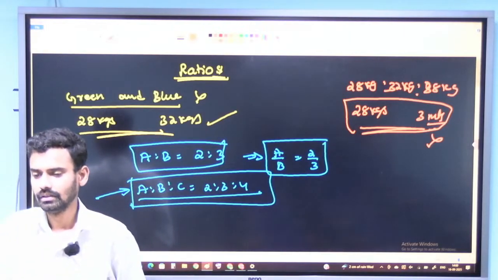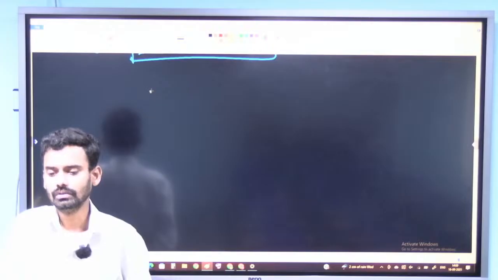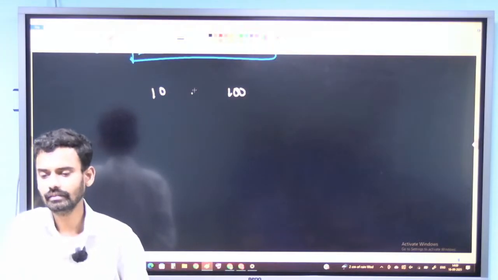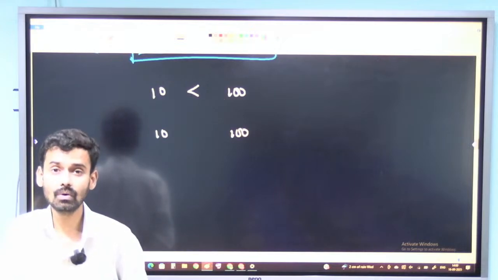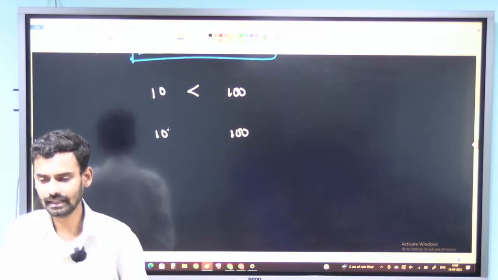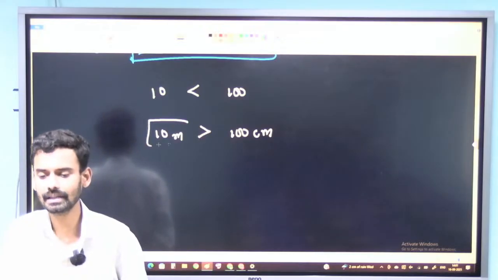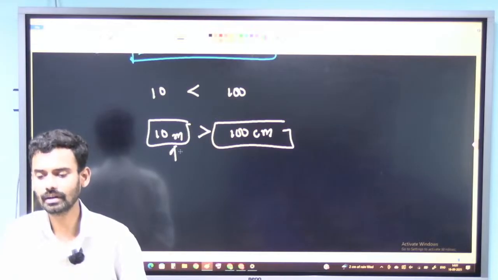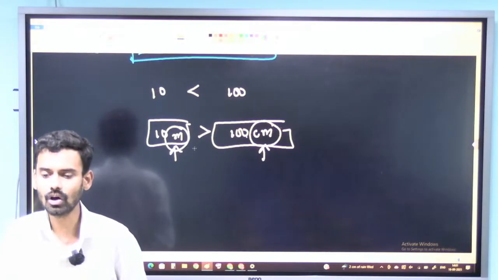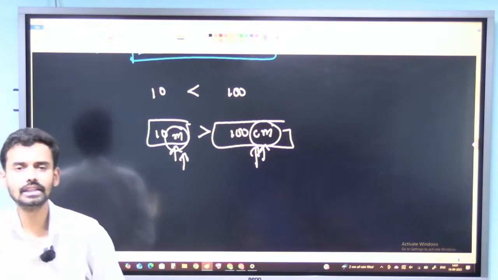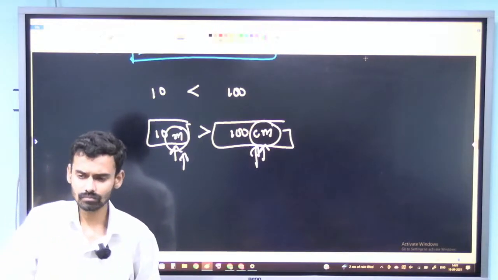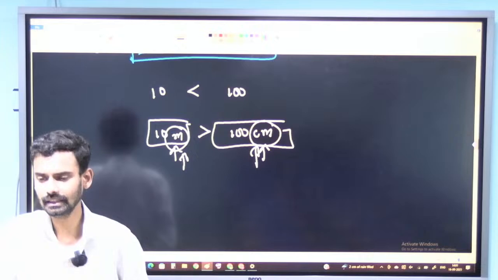Next, suppose I randomly give you 10 and 100 and ask which is greater, we will obviously say 100 is greater than 10. But now I will attach a dimension to it. Let's consider 10 as meters and 100 as centimeters. Now obviously 10 meters is more than 100 centimeters. So before comparison, we should make sure that the unit of comparison is the same. If this is in meters, this should also be in meters, only then we can compare. Or if this is in centimeters, we should convert this into centimeters and then compare. So the unit should be the same before comparing in ratios.